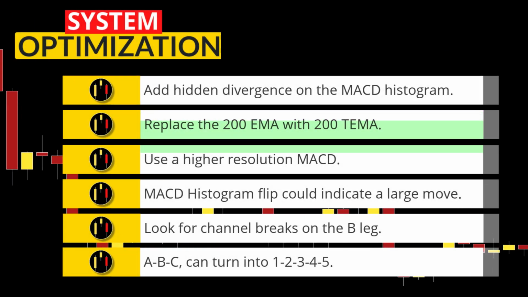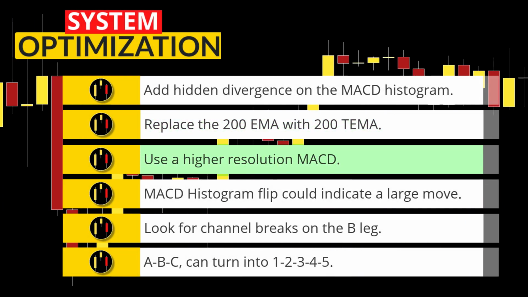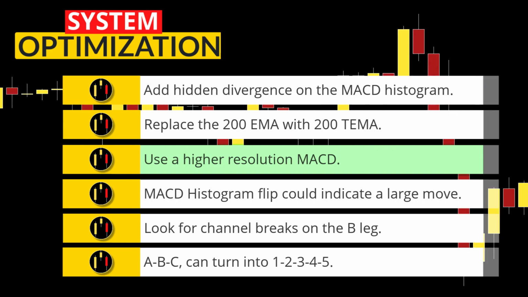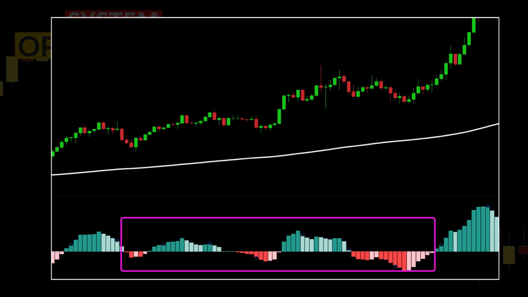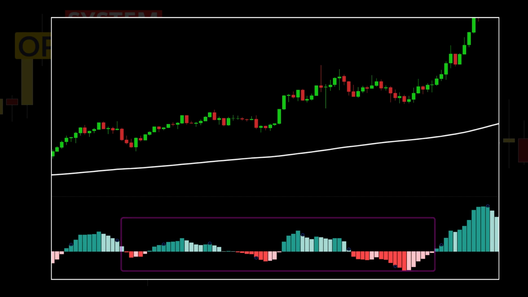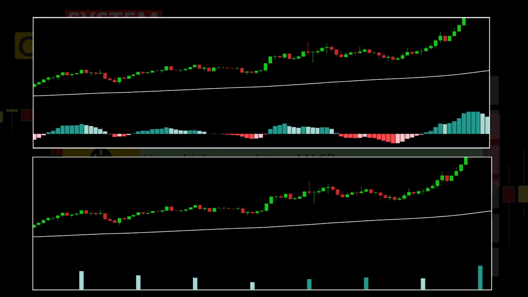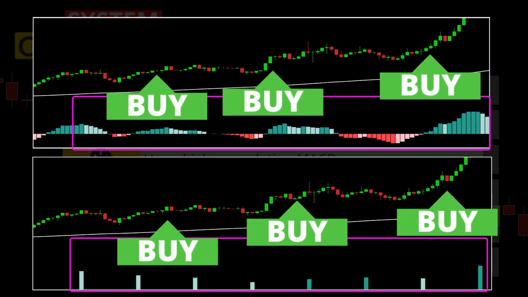Next, like I always talk about, you need to figure out a way to align your trade with the higher time frame. Look where we have the MACD on the 5-minute chart that doesn't get you into any of these setups. But if we change the time frame resolution of the MACD to 1 hour, we are all green, validating these signals.